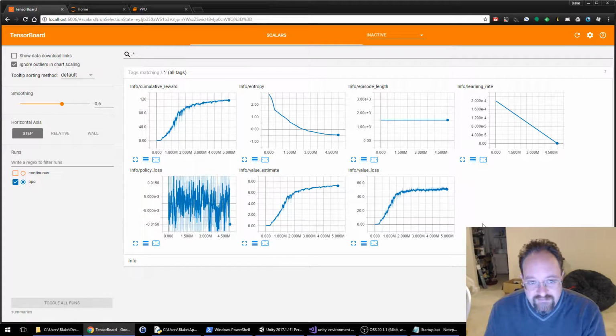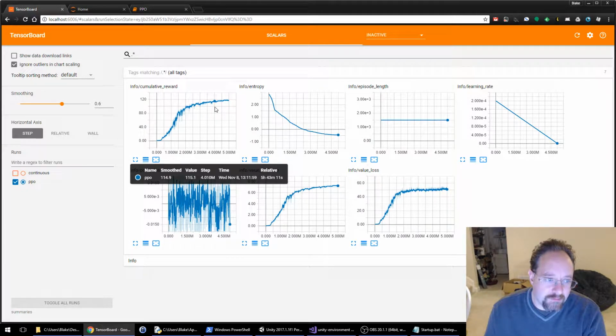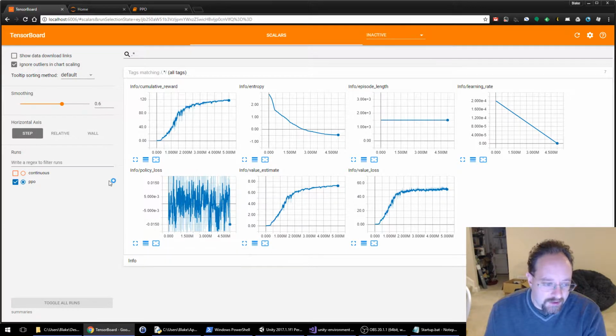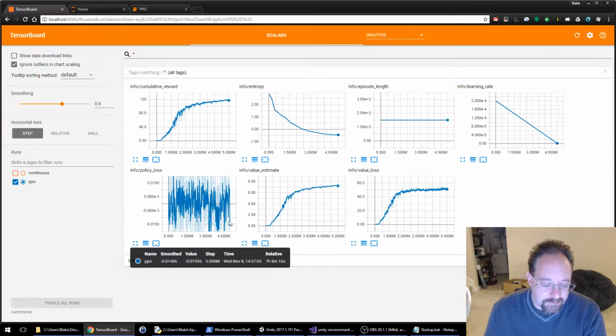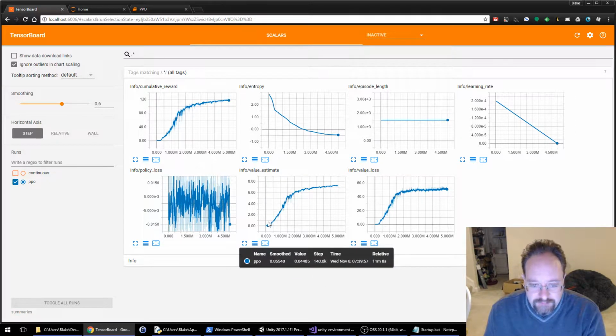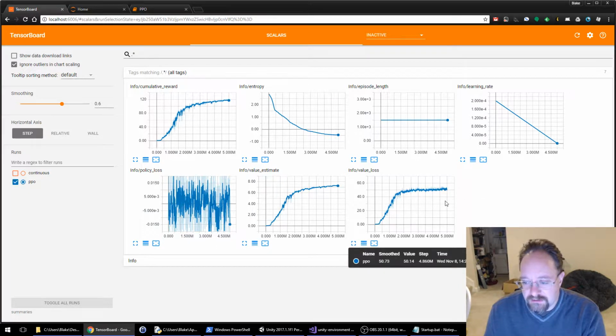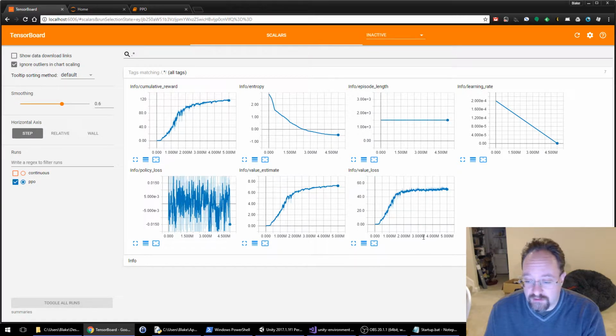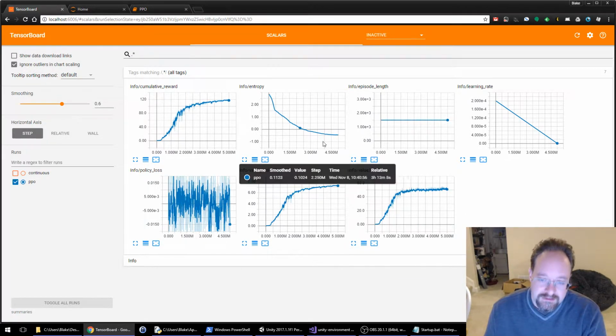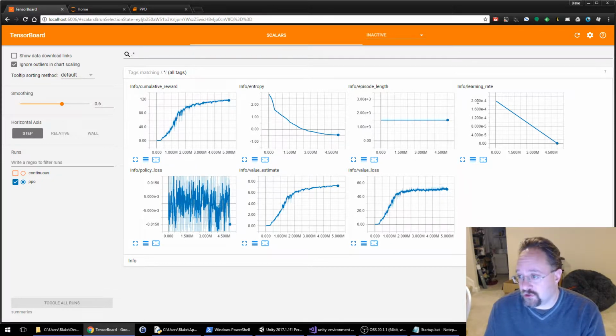I went for 5 million iterations. That looks to be about right. I could have done about the same at 4 million, but for an extra 20%, I got a little bit of improvement. This policy loss is supposed to oscillate. I don't have a lot of detail about specifically what that is. And then both the value estimates and the value loss should coincide roughly with the cumulative reward. So these three should be roughly the same. This entropy should be decreasing like it is, and this learning rate, again, should go from your max value down to zero over the duration of your run. So all of these look beautiful.